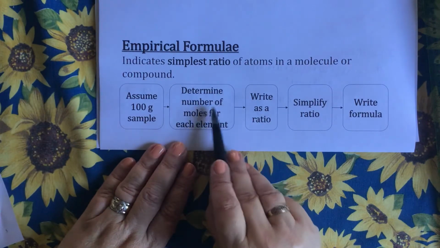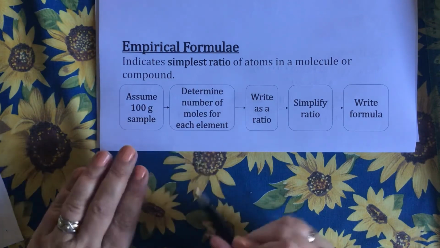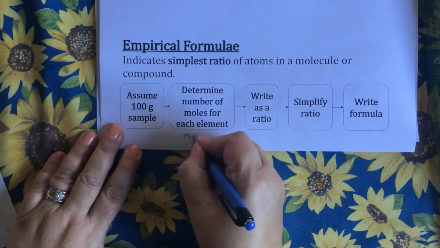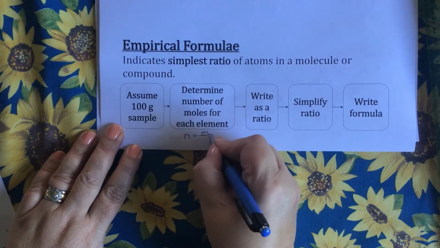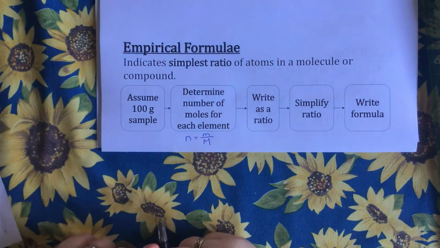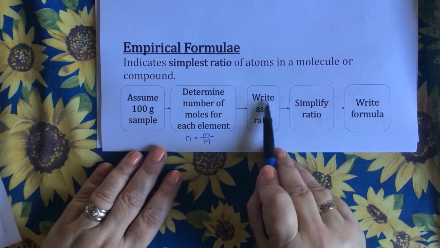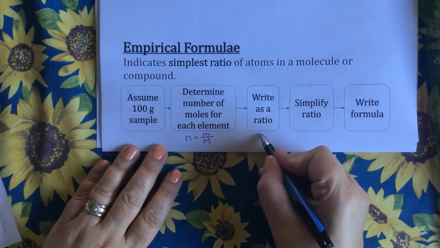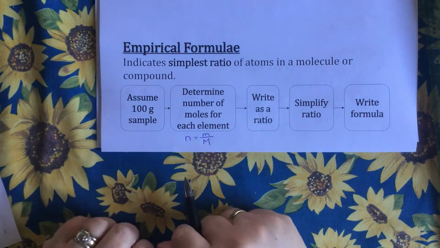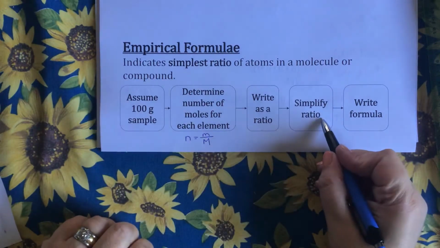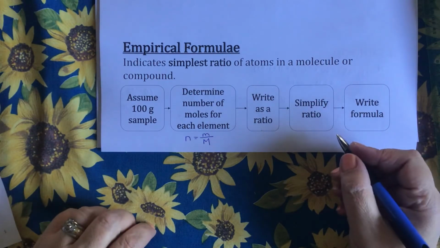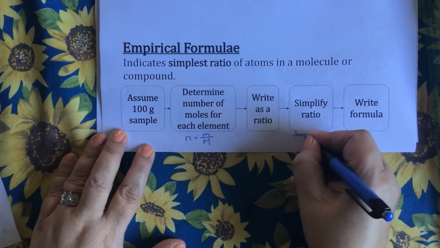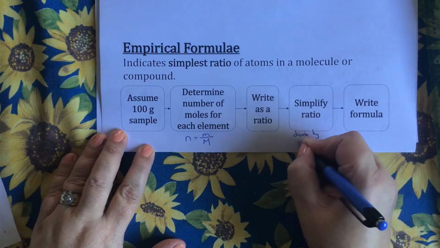Then you determine the number of moles for each element. Now if they have mass, how do you get moles? You have number of moles is mass over molar mass. Right, so we're going to use that formula. Then we write it as a ratio, and always use the same ratio as which they've given it to you. Right, and then simplify the ratio, and you simplify the ratio by dividing by the smallest. Divide by smallest.